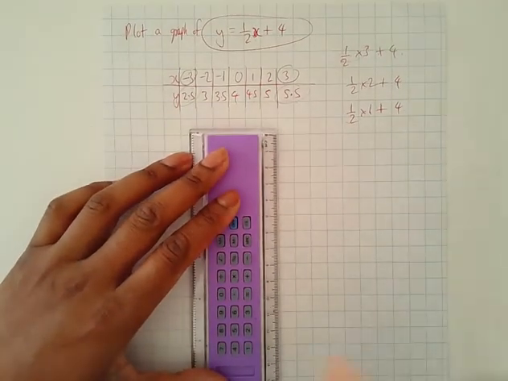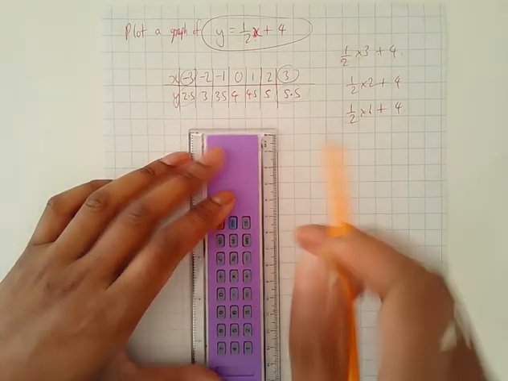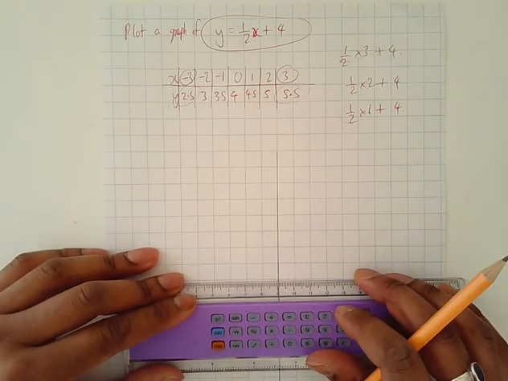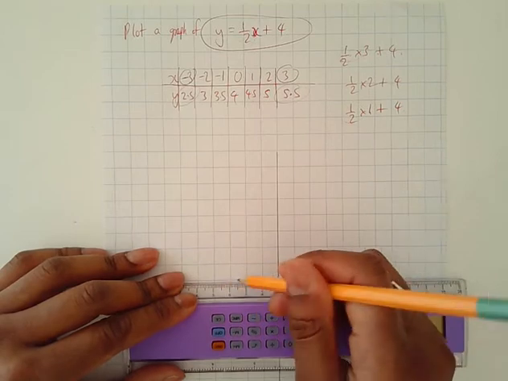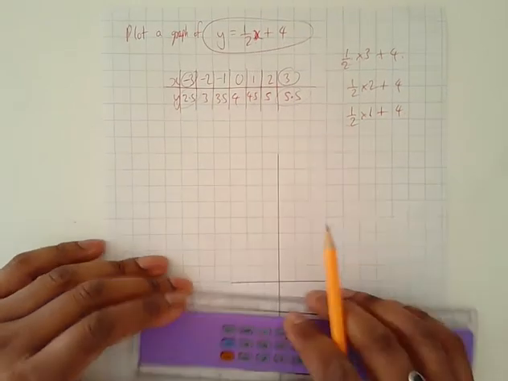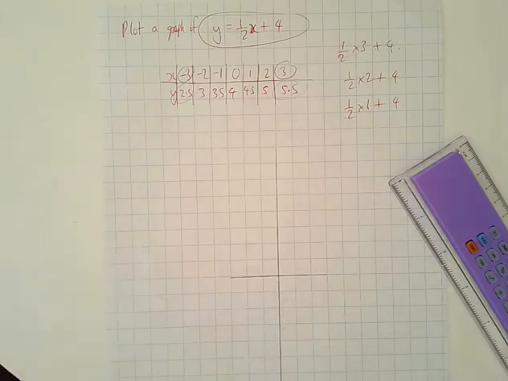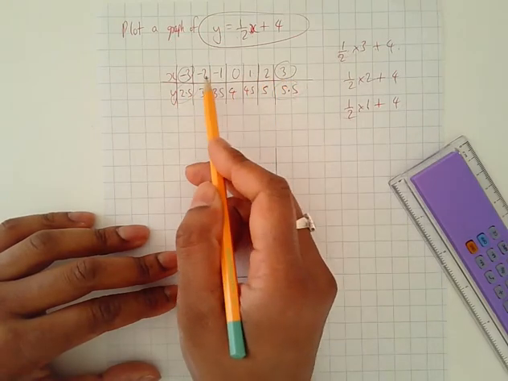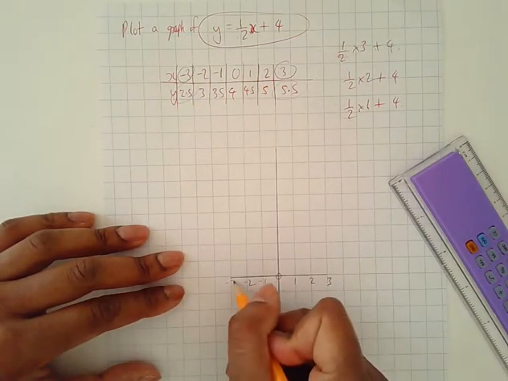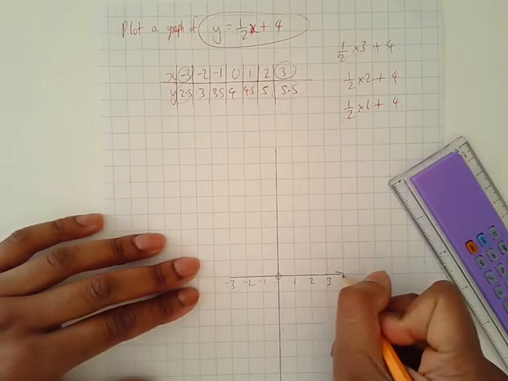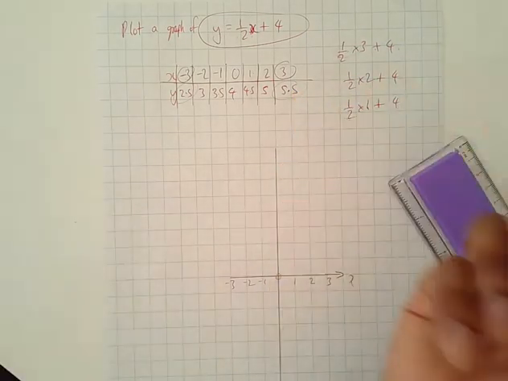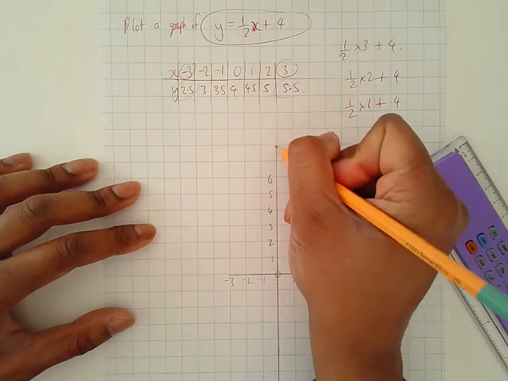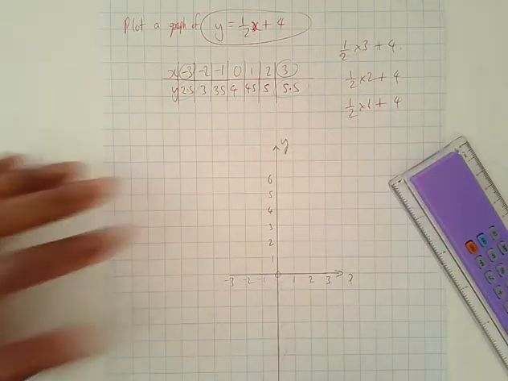Probably won't be needing this anyway, but I just left it there. Right, so you have 0, 1, 2, 3, -1, -2, -3. That's my x-axis. Now the y-axis: let me just start off with 0, 1, 2, 3, 4, 5, 6. Okay, that's enough.